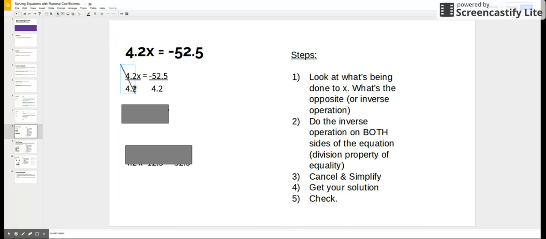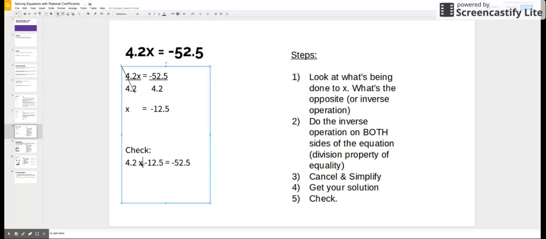The 4.2s are going to cancel each other out, right? Because 4.2 divided by 4.2 is just equal to 1. So 1x is equal to negative 12.5. If you do negative 52.5 divided by 4.2, you should get negative 12.5. Okay, now we need to check. So you just plug x back into the original problem. 4.2 times negative 12.5 is equal to negative 52.5.